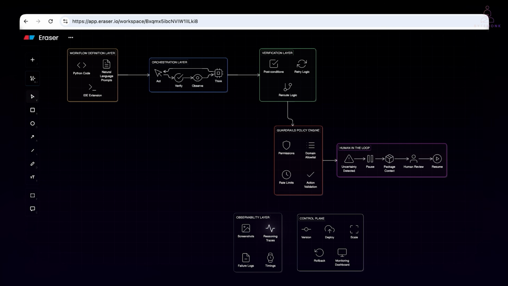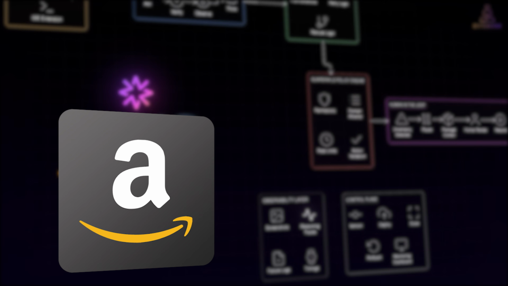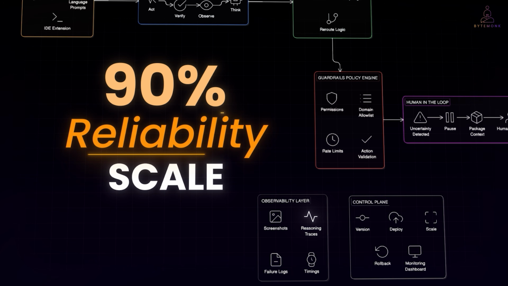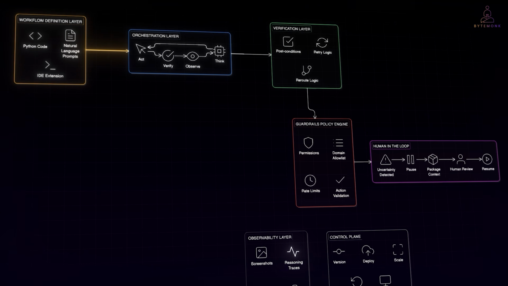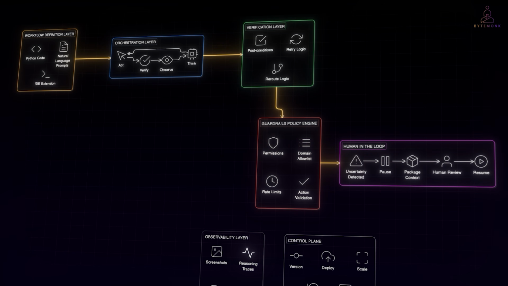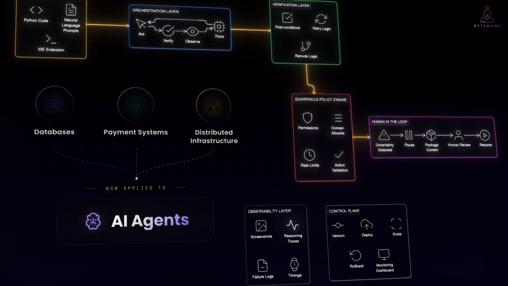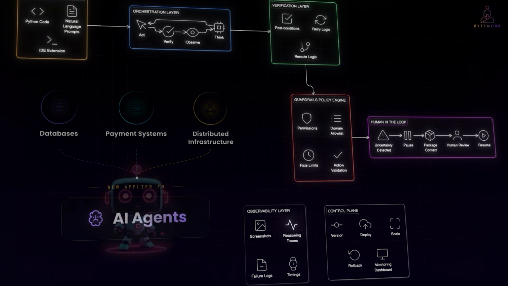And to make this concrete, we'll use Amazon ReAct as our case study. They built these exact patterns to hit around 90% reliability at scale. I'll walk you through how it works and demo it in action. This is the same reliability engineering we apply to databases, payment systems, and distributed infrastructure. Now apply to AI agents.